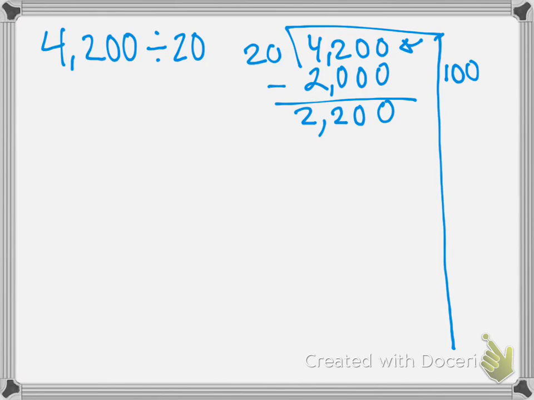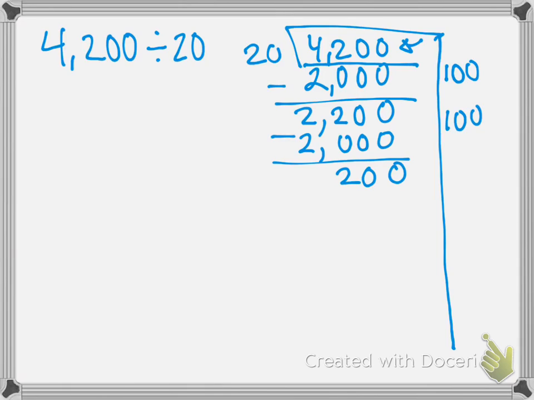All right, so 2,000 fits into 4,200, and I still have 2,200 left. So I can put another 2,000 in. So I'm going to see what I have left. Okay, I have 200 left. So far 20 has gone into 4,200 200 times. And I still have 200 left of my 4,200 to put the 20 into.